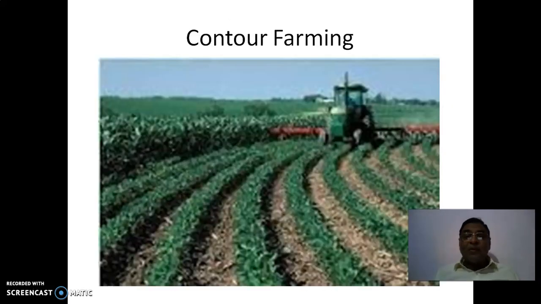So let us understand. The slope is in this direction, and you will have the farming or ploughing in this direction. You can see rows of crop across the slope, ploughing also across the slope. So this is the slope direction and this is the farming direction. So this is what contour farming is.